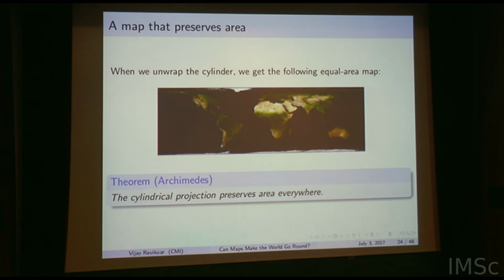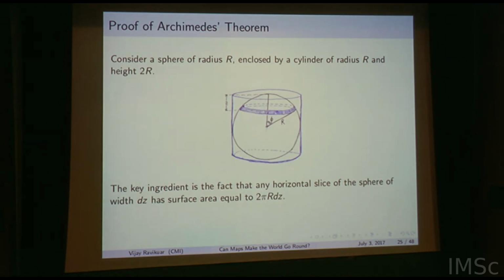So this theorem that this cylindrical projection preserves area everywhere is actually due to Archimedes. And I'm going to go through a quick sketch of the proof of it. So the basic idea is that if you consider a sphere of radius r enclosed by a cylinder of radius r and the same height as the sphere, 2r, we can show that any horizontal slice of the sphere will have the same surface area as the corresponding horizontal slice of the cylinder. We'll show that this is true for infinitesimally small slices of width dz, but as a result, it's actually true for any slice of any width. So that's quite surprising for a few reasons.